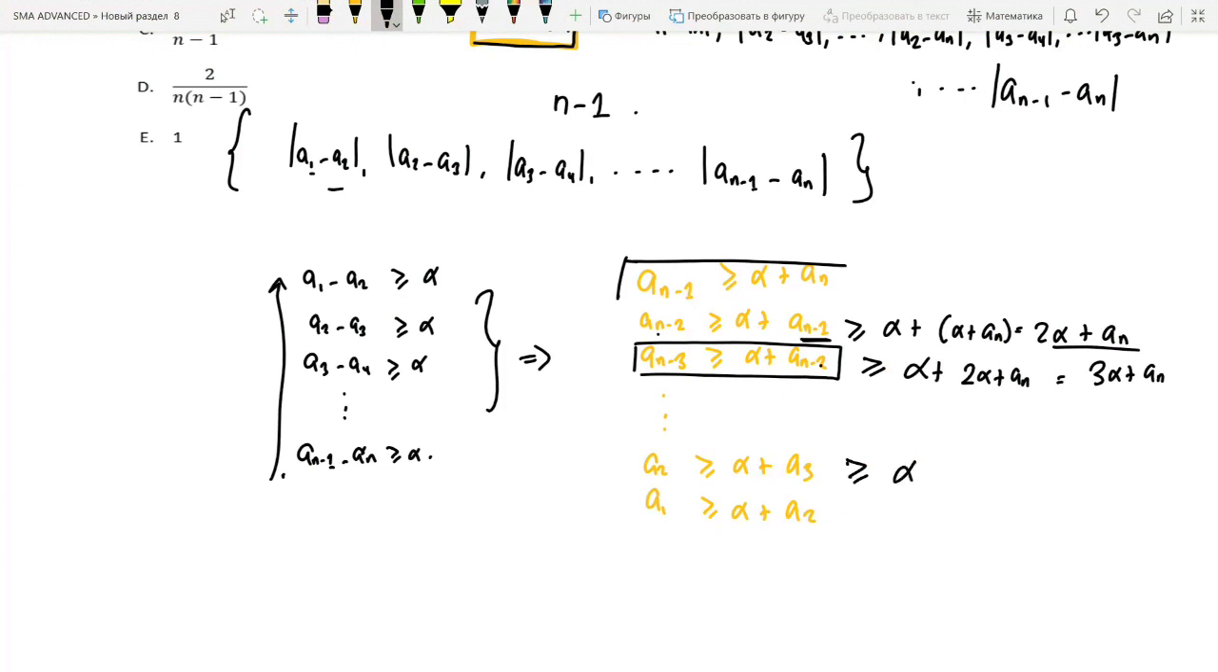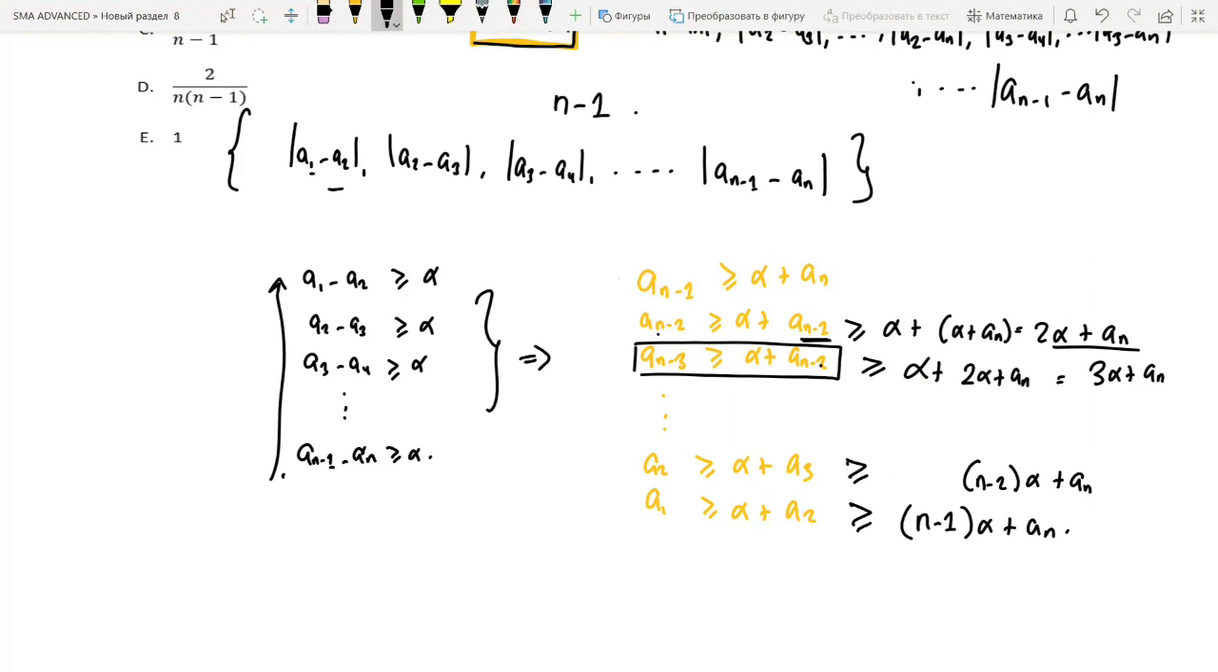Then like that, it's not so difficult to see that A2 will be greater than equals to alpha plus, then we're expecting A3. Look at this first of all. AN minus 2 greater equals to 2 alpha plus AN. AN minus 3 greater equals to 3 alpha plus AN. It's not so difficult to show by induction that A2 will be greater equals to n minus 2 alpha plus AN. You can just easily do that. And A1 will be greater equals to n minus 1 alpha plus AN. So this is all we have now.